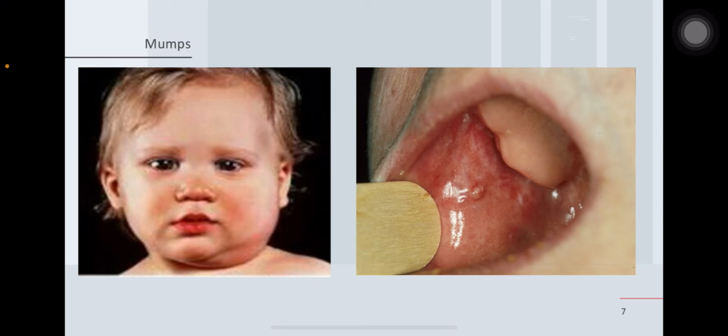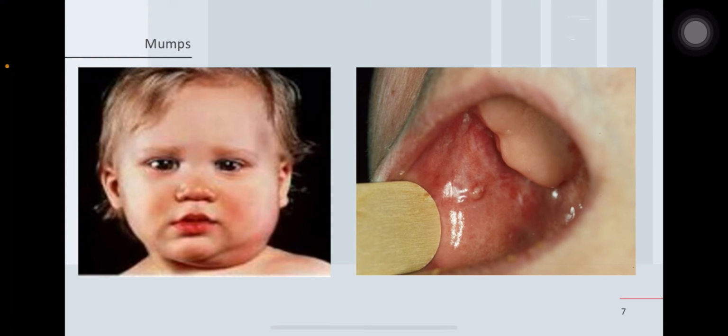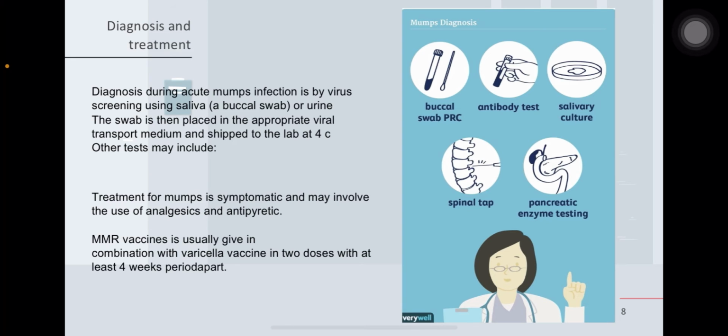This is a clinical picture of a child with a puffed parotid gland. And this is an intraoral view of the parotitis with a swollen Stensen's duct orifice. During the acute mumps infection, diagnosis is made by screening for the virus using saliva or urine. Several tests are available like the buccal swab PCR, antibody test, salivary culture, spinal tap, and pancreatic enzyme testing.